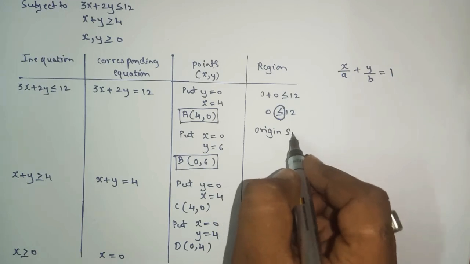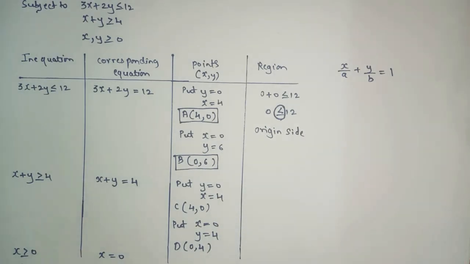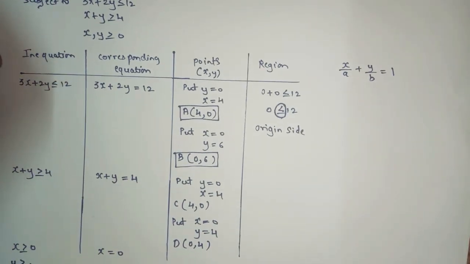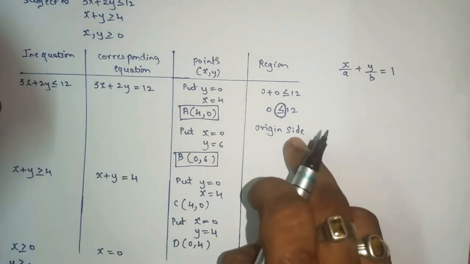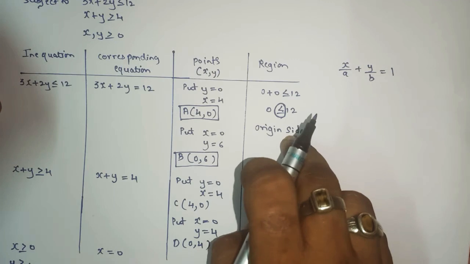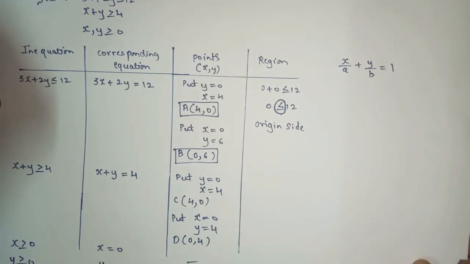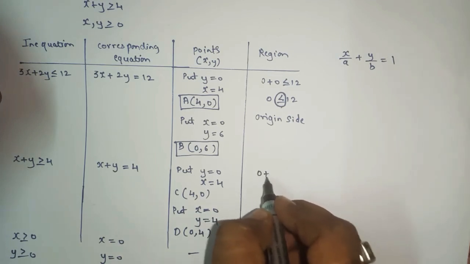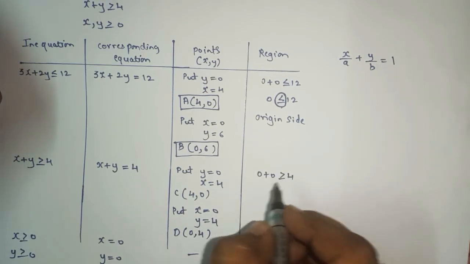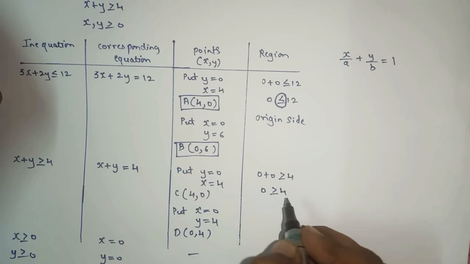Origin side. Okay, that means the shaded portion for this linear inequation will be from where? Origin side. Now here we'll replace this x and y by 0, so 0 plus 0 will be what? Greater than or equal to 4, so 0 greater than or equal to 4.